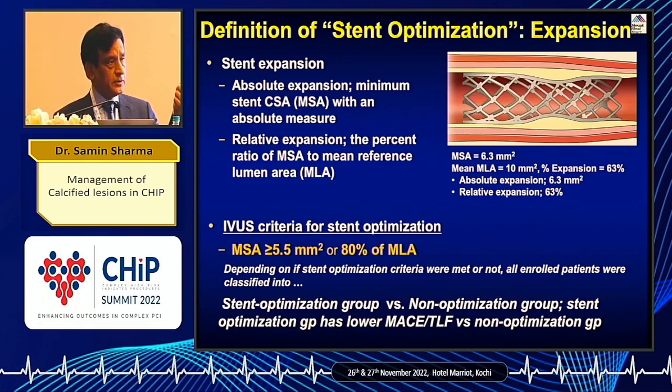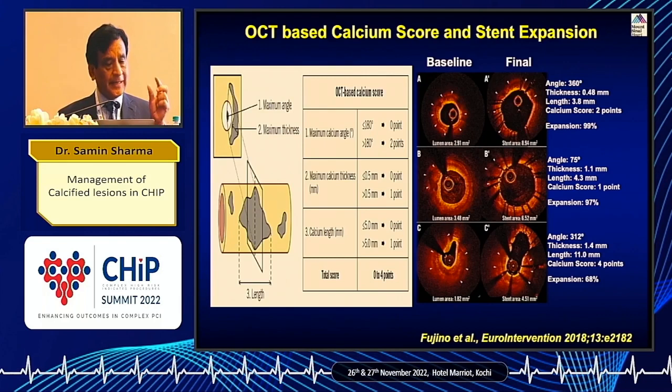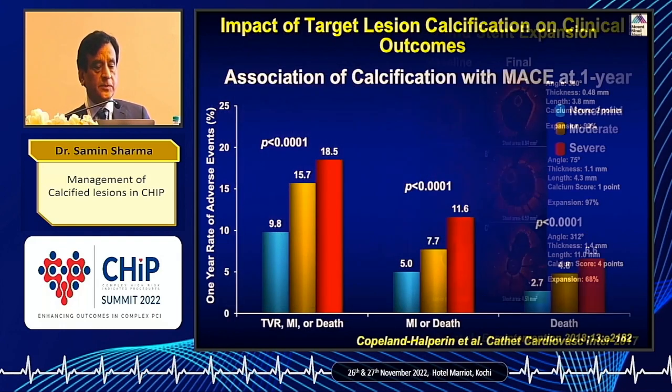And of course, we have IVUS data categorizing the calcium with numbers from 1 to 4, as well as optimization of expansion, and the same is the OCT-based calcium score, which is now being used in many of the trials. Calcific trials like Exit Calcium latest took the patients who have an OCT-based calcium score of 4. So based on calcium angle, calcium thickness, and calcium length, you come up with the 0 to 4 points, because subsequent stent expansion is dependent on the calcium score.